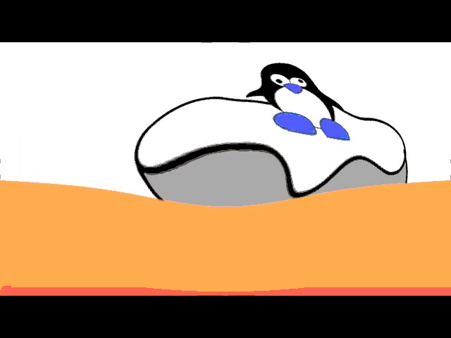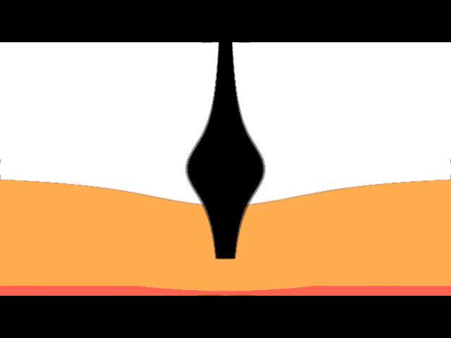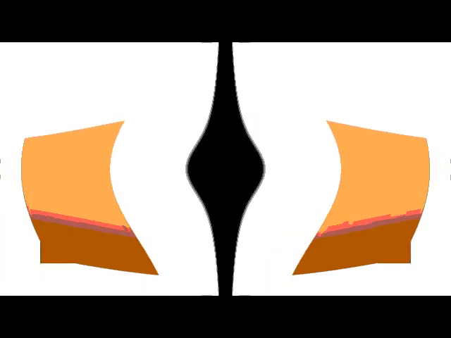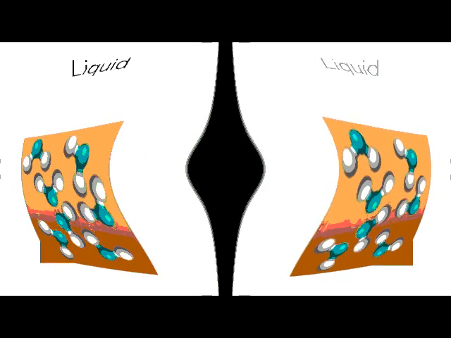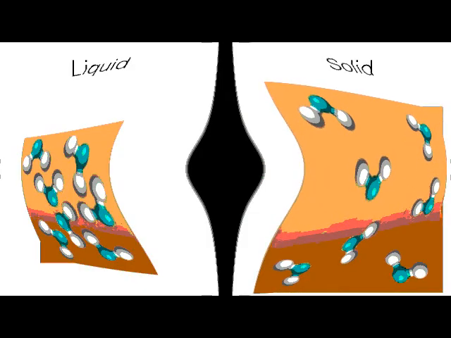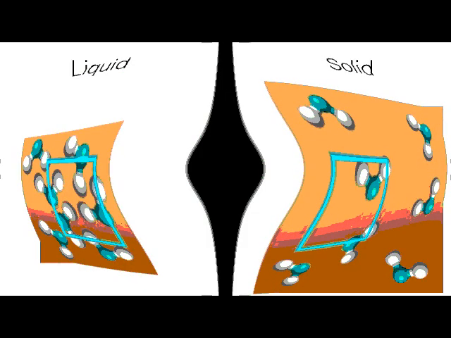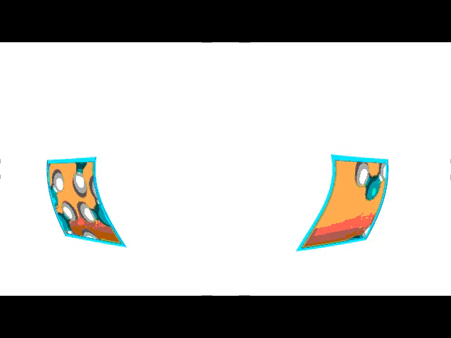Ice floats because of density. When water freezes, it expands. Just like the expanding air in the hot air balloon, water molecules in expanding ice spread further apart. The atoms in ice are not as tightly packed together as they are in the liquid phase.